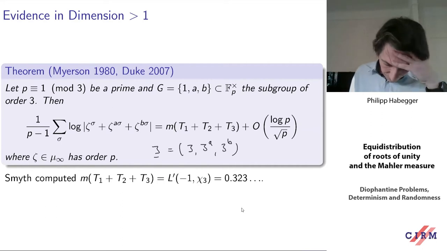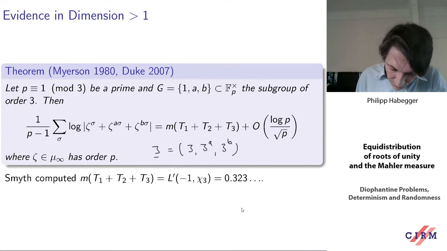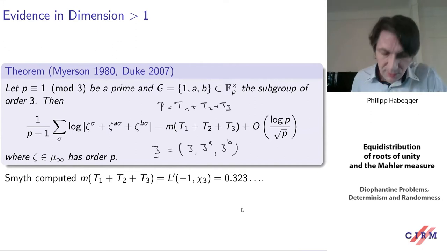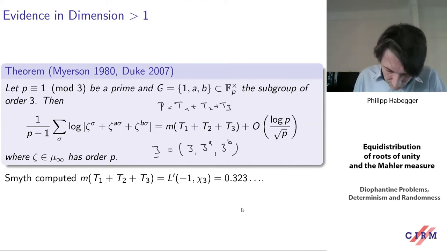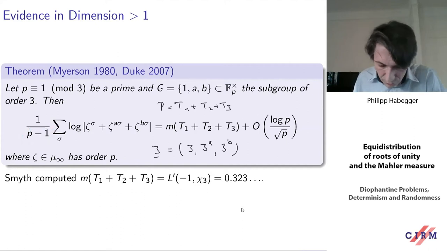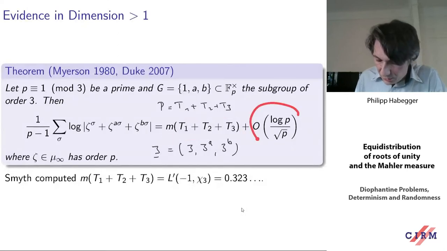And then we average the test function along this tuple here, along this sum. So the polynomial here is t plus t1 plus t2 plus t3. So it's in dimension 3, I guess, but you can reduce it to something in dimension 2 if you'd like, by dehomogenizing, and the test function here is just logarithm of absolute value of P. Now the limit here, so p minus 1 is just the number of roots of unity of order p. And so the theorem was that this average converges to the Mahler measure, just as predicted by the conjecture, plus some error term that goes to 0.